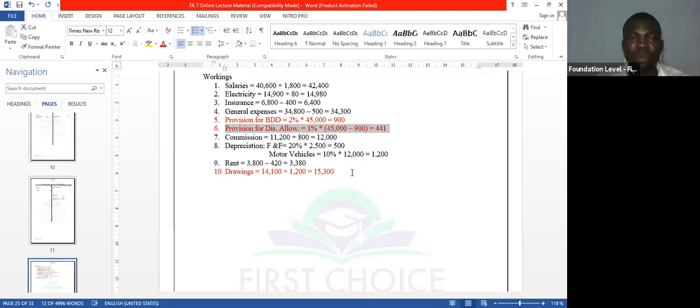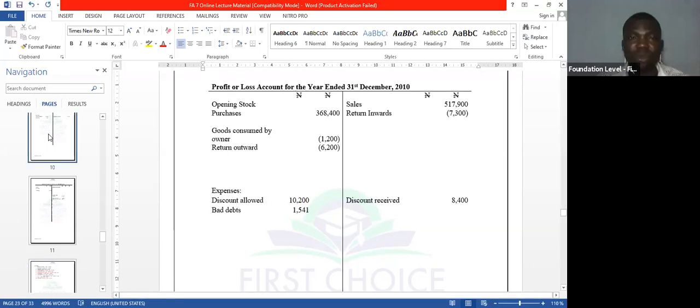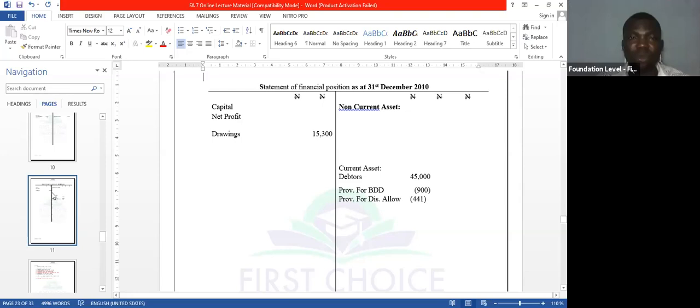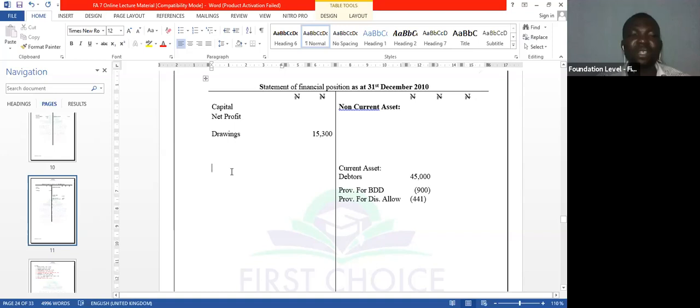So I mark it red. It means the other items have not been used. So I'll go back to my trial balance. The next thing I have in my trial balance after debtors is creditors. Another name for creditors is trade payables, and that can be found under current liability, which is under the statement of financial position. So I come back here and I type in current liability.